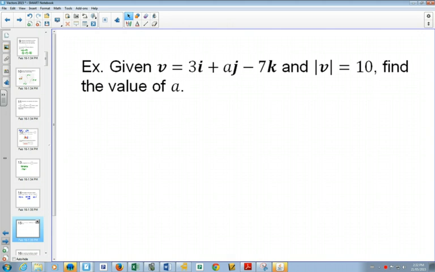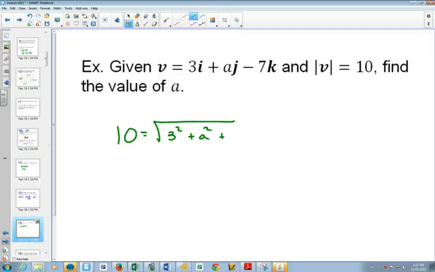Do we have a value for A yet? So setting this one up, we know that the length is 10. It has to equal 3 squared plus A squared plus negative 7 squared. Squaring both sides, this would be 100 equals 9 plus A squared plus 49.